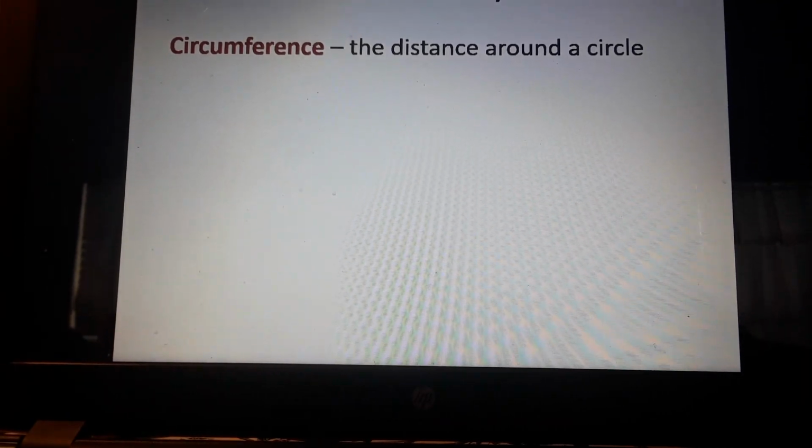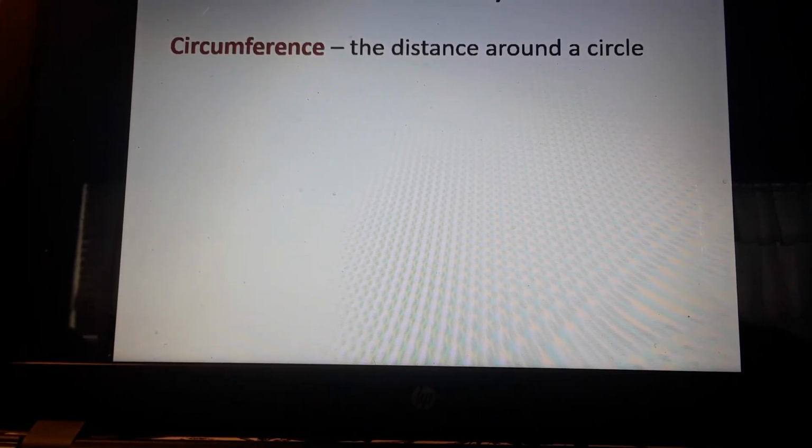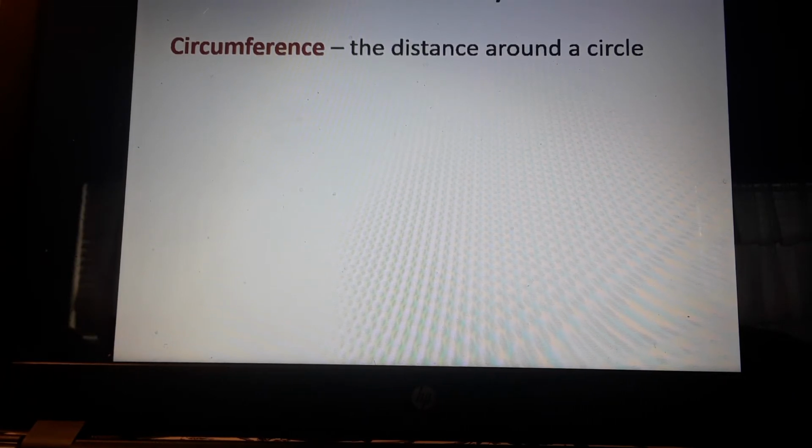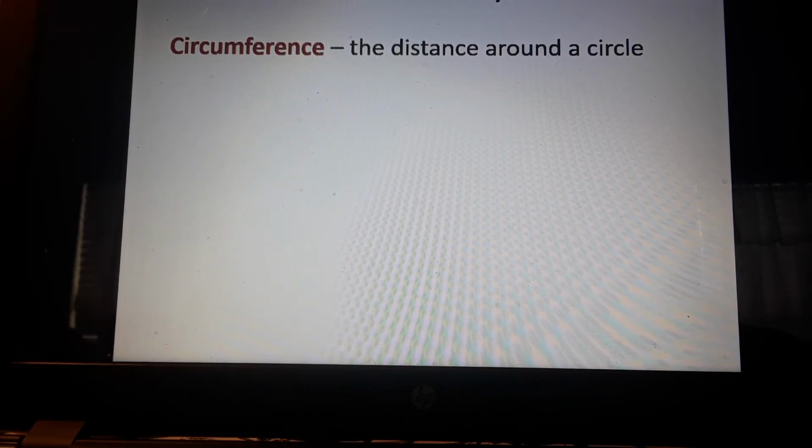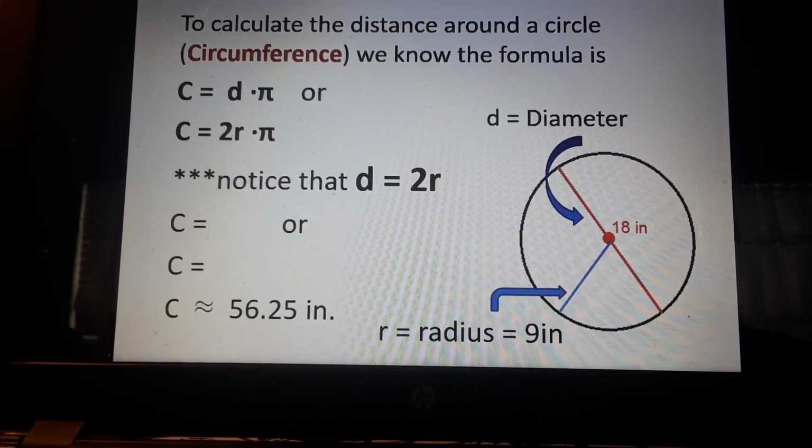All right. Circumference is simply the distance around the circle. So if you had a track that was in the exact shape of a circle, it's the distance around from beginning to the other, like a full lap around. All right? How far did you go?